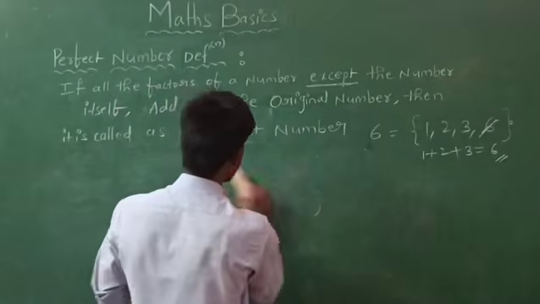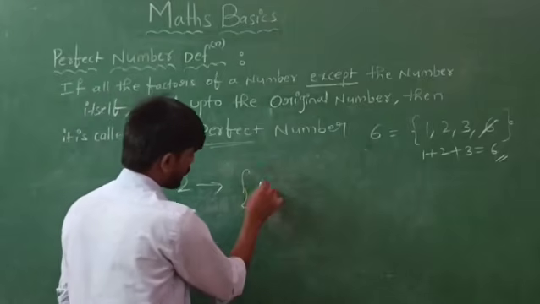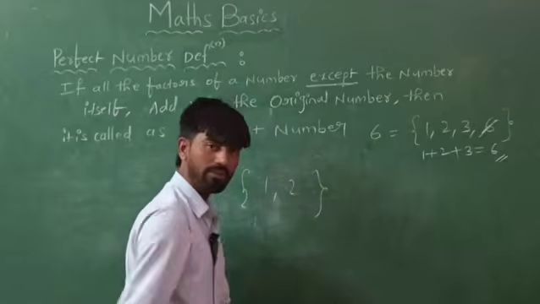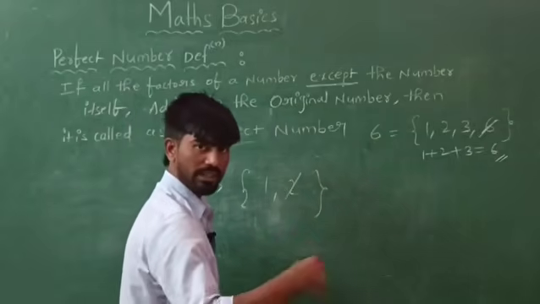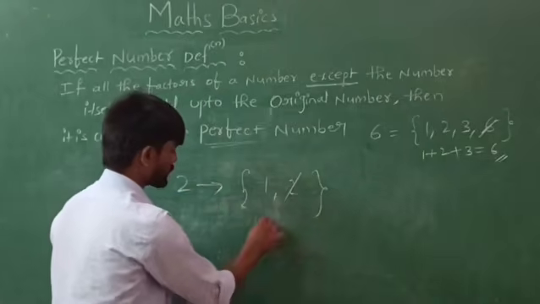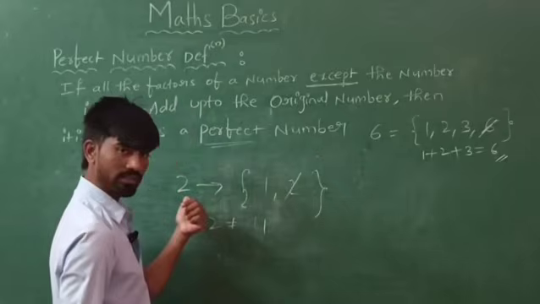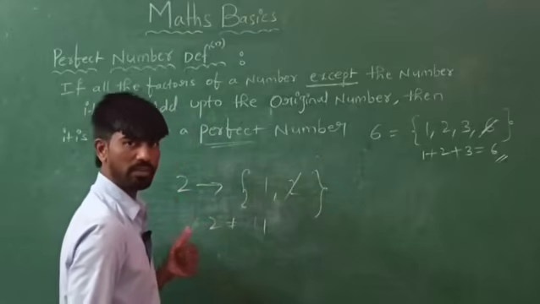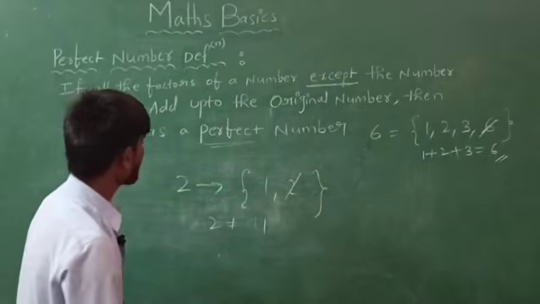Is 2 a perfect number or not? Here the factors of 2 I am going to write: 1, 2 are the factors of 2. Here except means take outside. The rest of the factor is 1 only. 2 does not equal 1. The original number is not appearing, so it is not a perfect number.